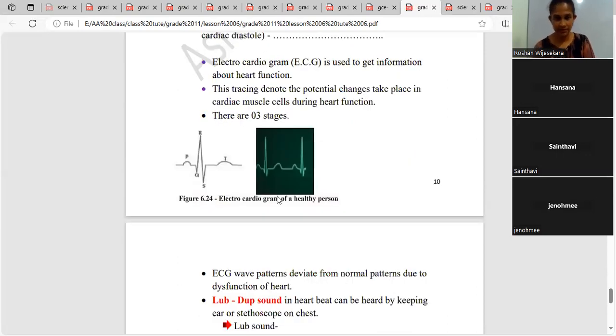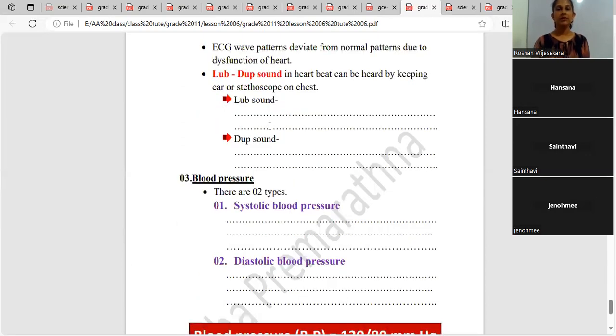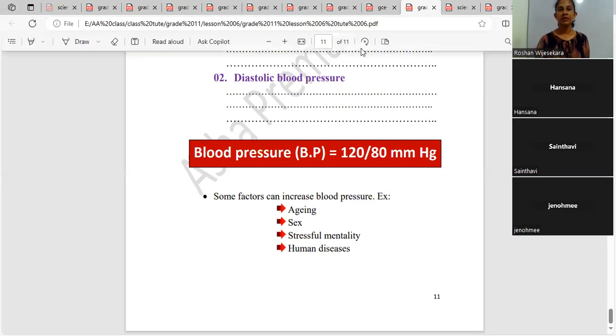Remember that well. This was also asked in past paper questions, ECG and lub-dub sounds. We have written what the reason is for the lub sound and the dub sound. That was also asked in past question papers. We will discuss it when we discuss those questions. That is blood circulation.